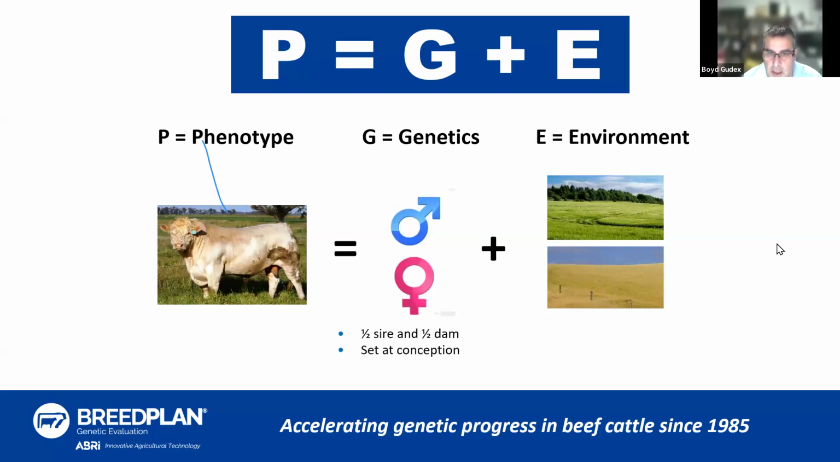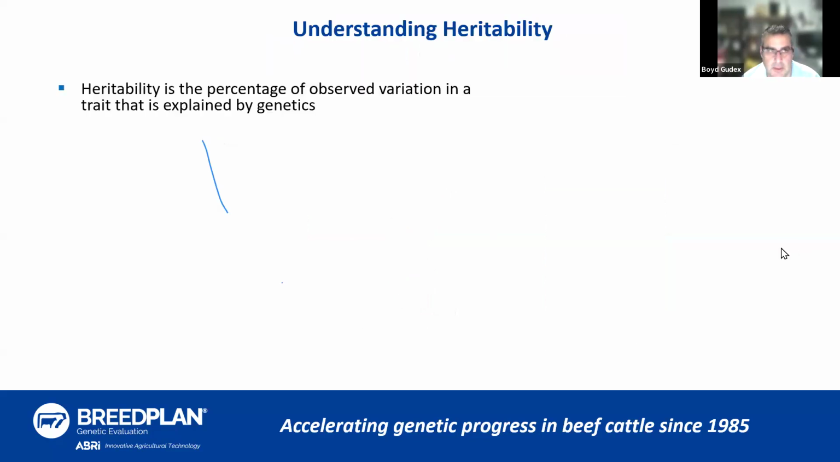So, we're talking about genetics. Of course, that's what's passed on to the next generation. Half the genetics come from the sire, half from the dam. It's set at conception and doesn't change. And then we have things like the environmental factors, how well an animal is fed, the climate, management, its health, its age, that kind of thing, all play a role. And they all work together to determine what we see in an animal.